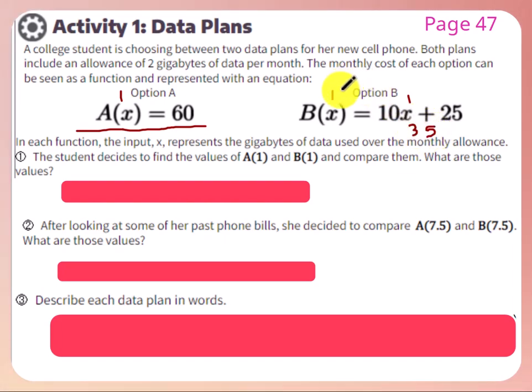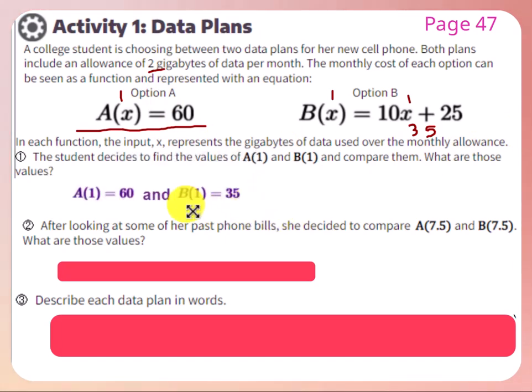All right, so we're putting in 1. What does that represent? Okay, that's going to be gigabytes over 2, I believe. So don't just get an answer, pay attention to the question. A of 1 is 60, B of 1 is 35.